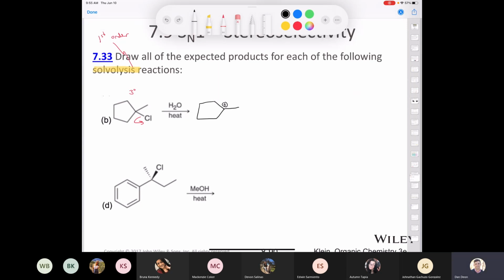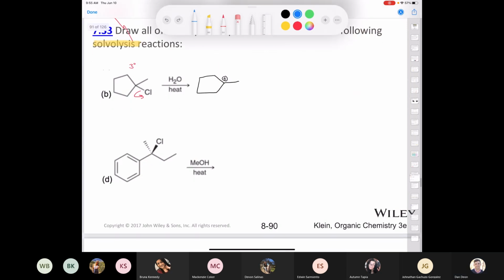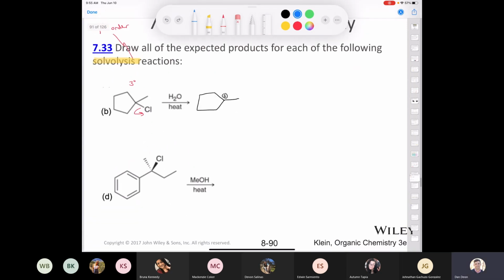So what can happen? We can get the water coming in as a nucleophile. There's no reason why this water couldn't come in as a nucleophile. So we could get a nucleophilic attack followed by a proton transfer. And that would make a tertiary alcohol. So we'd end up with this tertiary alcohol. There's no stereocenter to even be worried about.